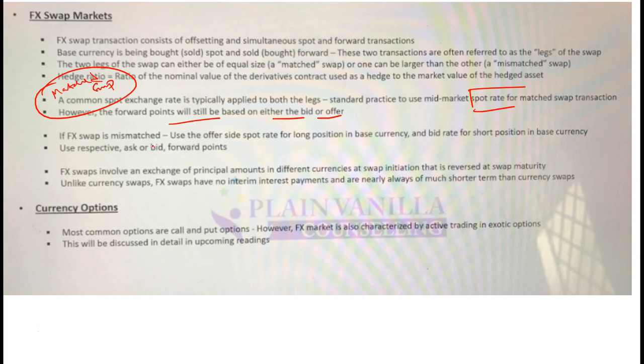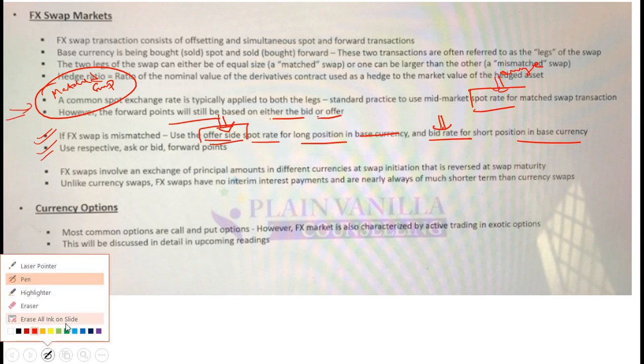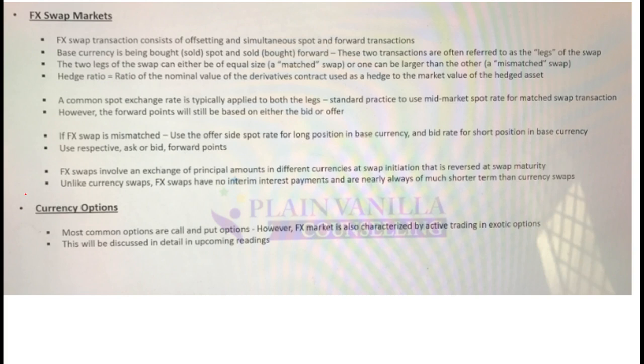If it is an unmatched swap, then you use the offer side spot rate for a long position in base currency and you use the bid rate for a short position in base currency. If you are selling base currency, the dealer will be buying it, so you will use the bid rate, and if you are buying base currency, then the dealer will be selling it, so you should use the offer rate, like we did in the previous example. So in a mismatch swap, the same concept will be applied that we did previously, but in a match swap, the spot rate will be average, but forward points will be based on bid or offer. So remember these conventions. This is how it will be in questions. So do not get confused when you see these differentiations in questions.